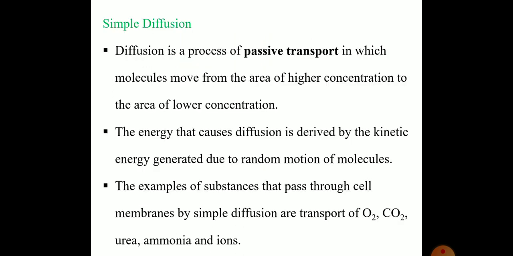So simple diffusion. Simple diffusion is the process of passive transport in which the molecules move from an area of high concentration to an area of low concentration. The energy that causes diffusion is derived from the kinetic energy generated due to the random motion of the molecules. The examples of substances that pass through the cell membrane by simple diffusion are gases like oxygen, carbon dioxide, urea, ammonia and other ions.